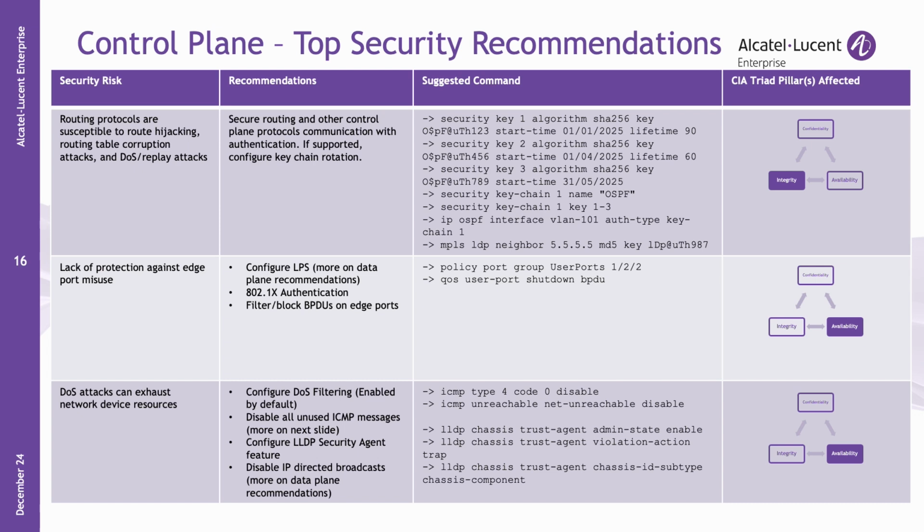The third security risk is that DOS attacks can be launched and can exhaust the network device resources. This can be mitigated by enabling DOS filtering. DOS filtering is enabled by default on OmniSwitch for most types of DOS attacks. Other mitigation techniques include disabling all unused ICMP messages, since they can be used to launch DOS attacks. We will discuss the types of ICMP codes to disable in an upcoming slide. Also, the LDP security agent feature should be enabled to mitigate DOS attacks.